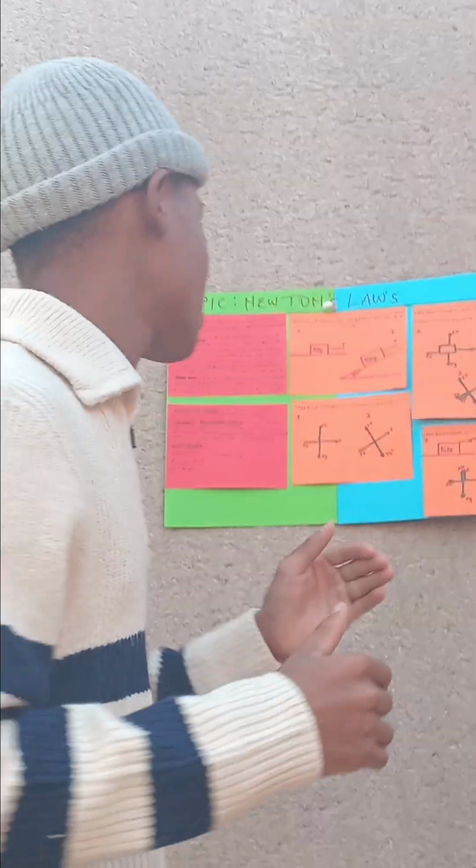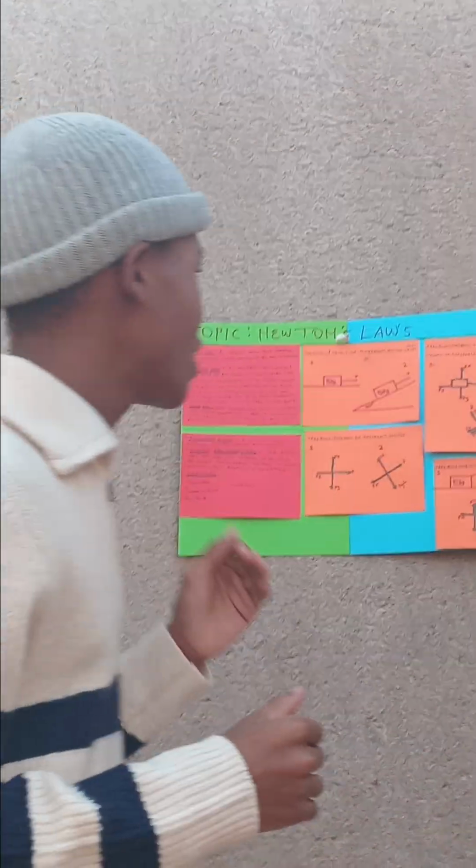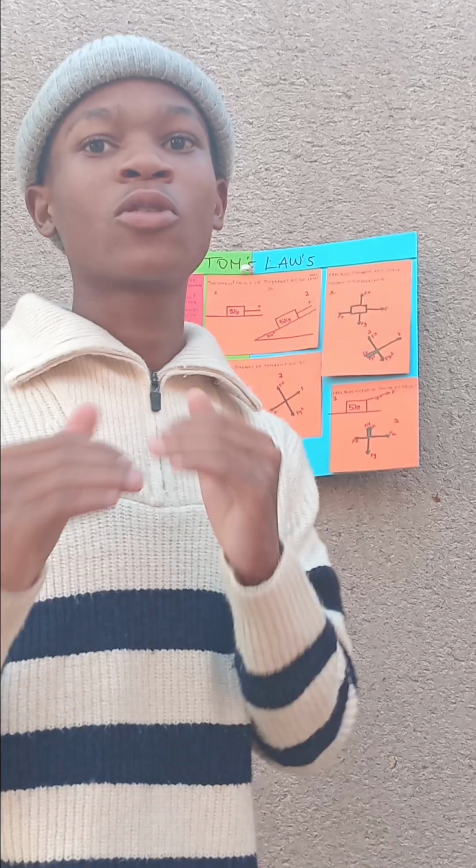Whereas on an inclined surface we are having a frictional force. So frictional force, we have it while the object is moving. While it's not moving, we're not having a frictional force. But while it is at rest, we have the static frictional force.